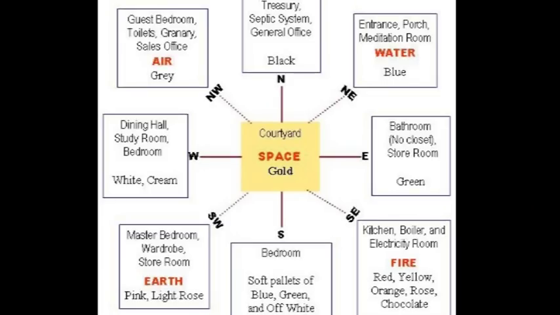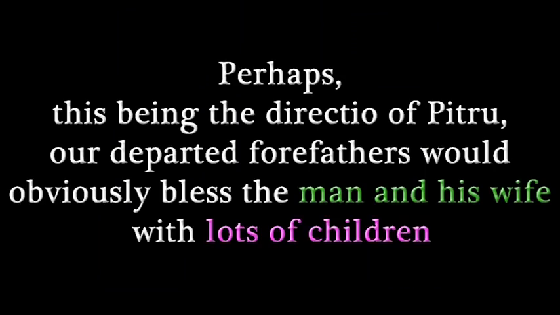It is said that according to Vastu Shastra, the master bedroom should be situated in this direction. Perhaps this being the direction of Pitru, our departed forefathers would obviously bless the man and his wife with lots of children. Now the last is the south direction.